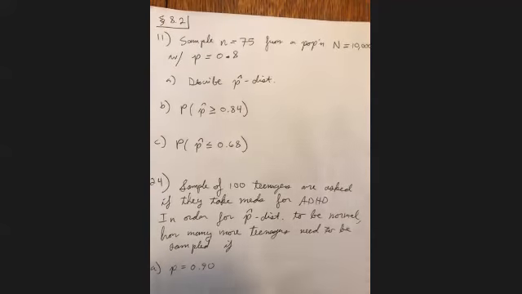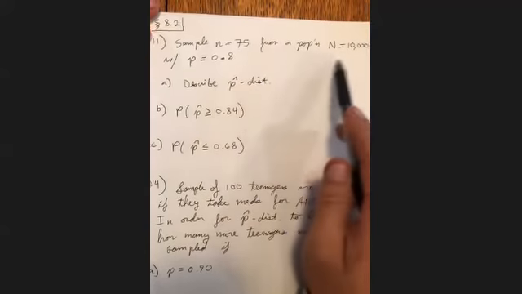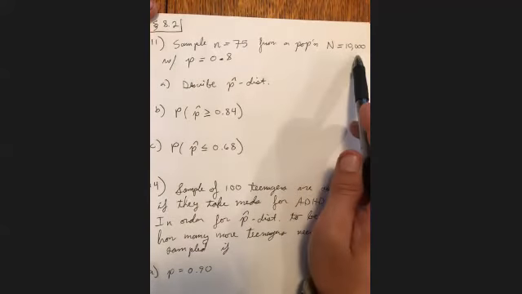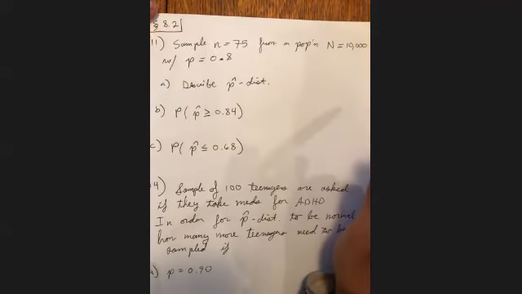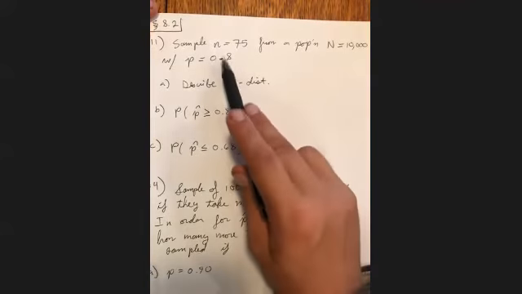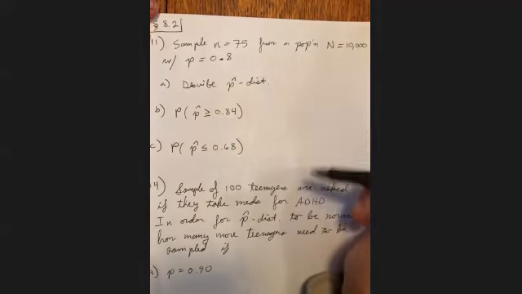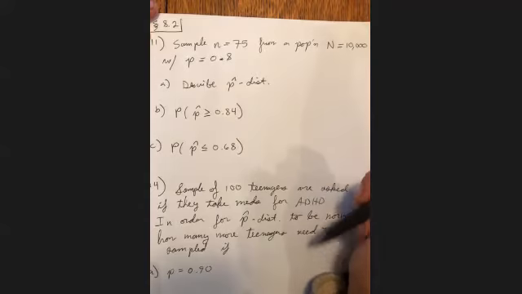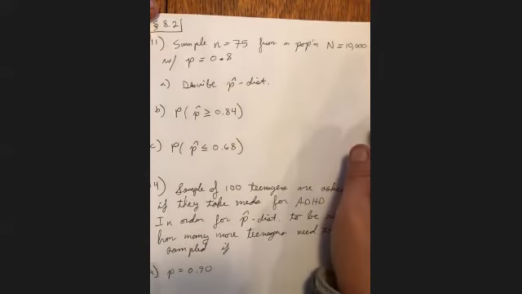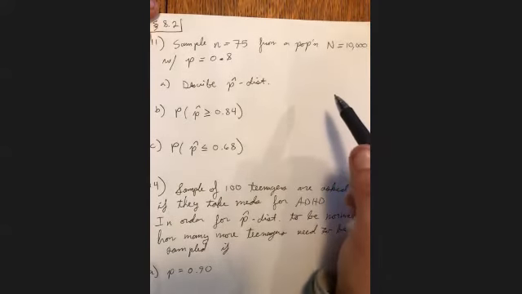So first problem is problem 11. Here we're told we have a sample size of 75 that's drawn from a population of size 10,000, and whatever the particular quality that we're interested in, a proportion of 0.8 or 80% of the population has this quality. All right. So the first thing we want to do is describe the distribution of p hat, which is the sampling proportion.